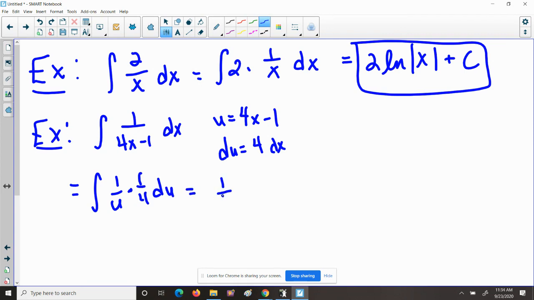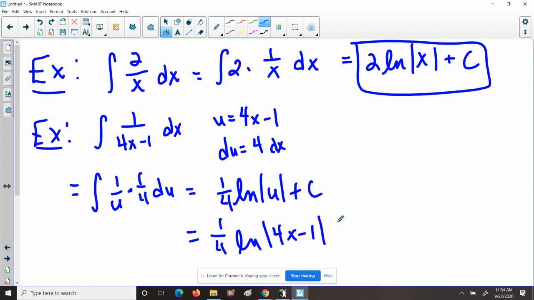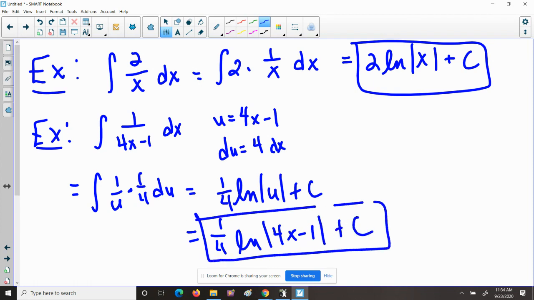1/4 is just a constant, so we're going to keep that. Now, integral of 1 over u du is natural log of absolute value of u plus c. Let's plug back in our u. Natural log of absolute value of 4x minus 1 plus c. That would be our final answer.